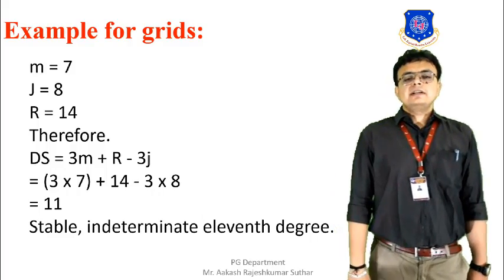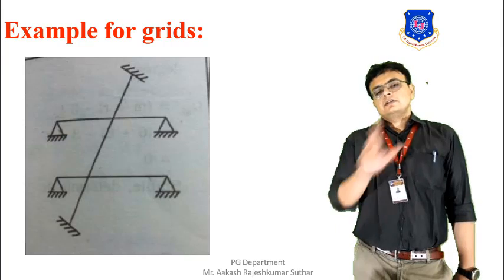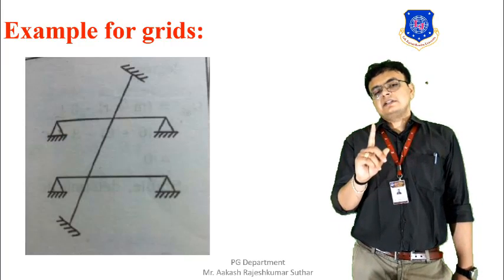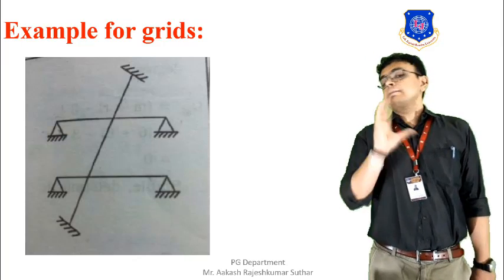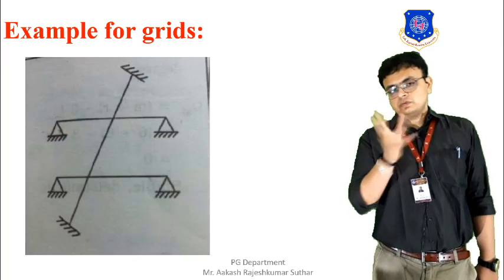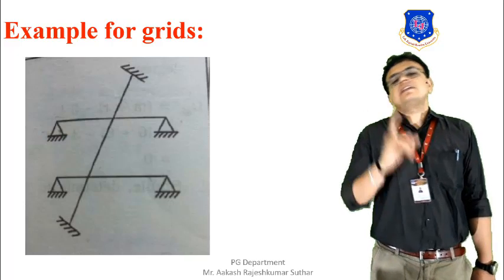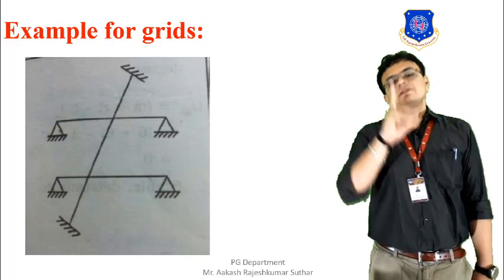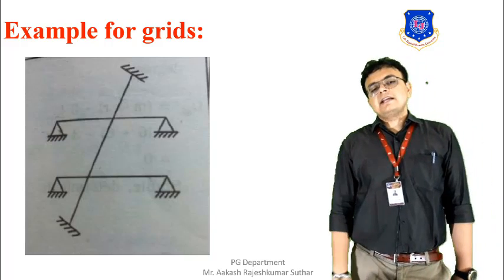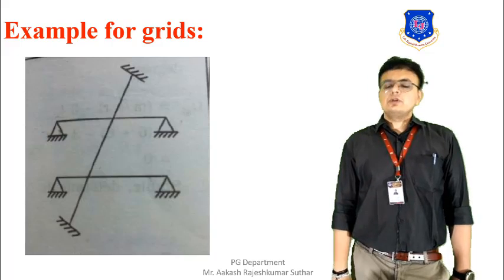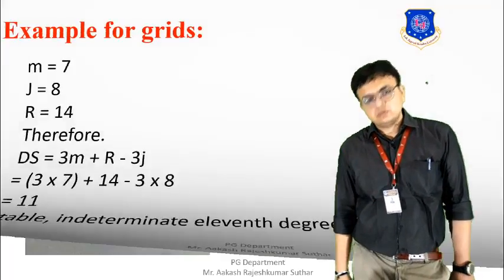Now the reactions. You can see over here 1, 2, 3, 4, 5, 6, 7, 8. Two reactions are available at each pin. So with 4 pins, cumulatively it will be having 8 reactions, and at the same time we have the 2 fixed supports. Each fixed support will be having 3 reactions. So cumulatively 6 plus 8, that is equal to 14.